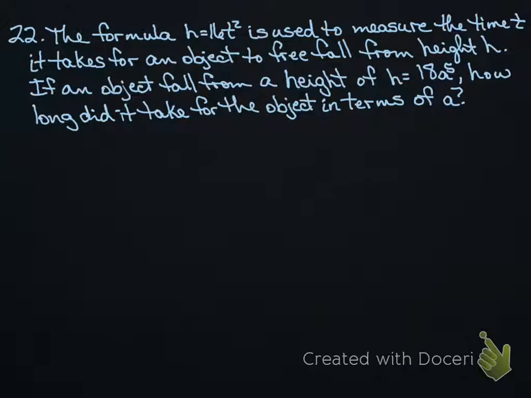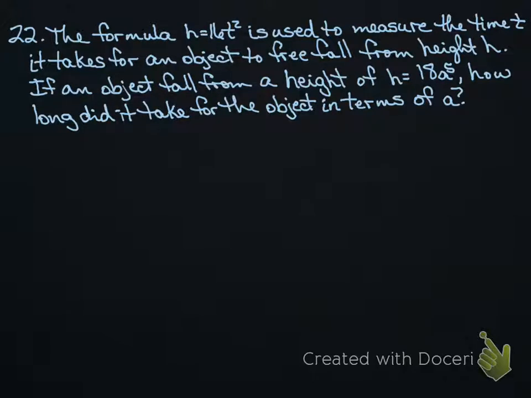Alrighty. One last one. The formula h equals 16t squared is used to measure the time t it takes for an object to free fall from height h. If an object falls from a height of h equals 16a to the 5th power, how long did it take for the object to fall in terms of a?